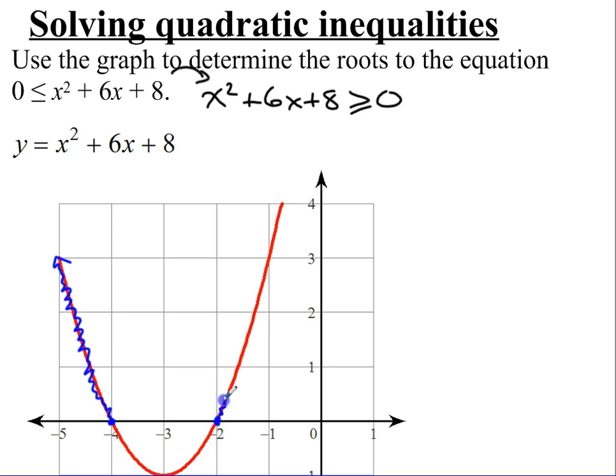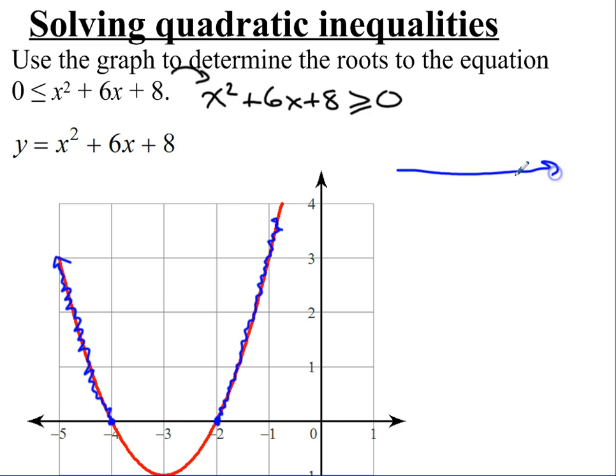Notice I'm using a solid dot because it's greater than or equal to. So it's all this part over here, all those numbers, or all these numbers satisfy the inequality. So any of those x values that I would sub in that are in this blue area would make the inequality true. And so now I just need to write it as a number line graph.